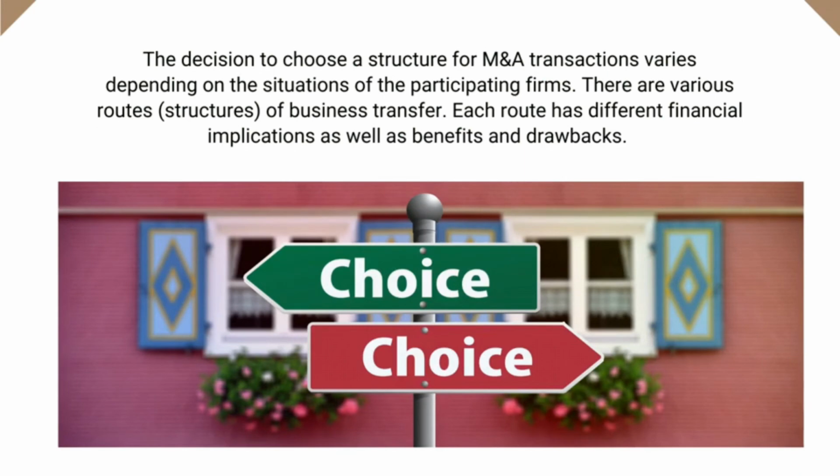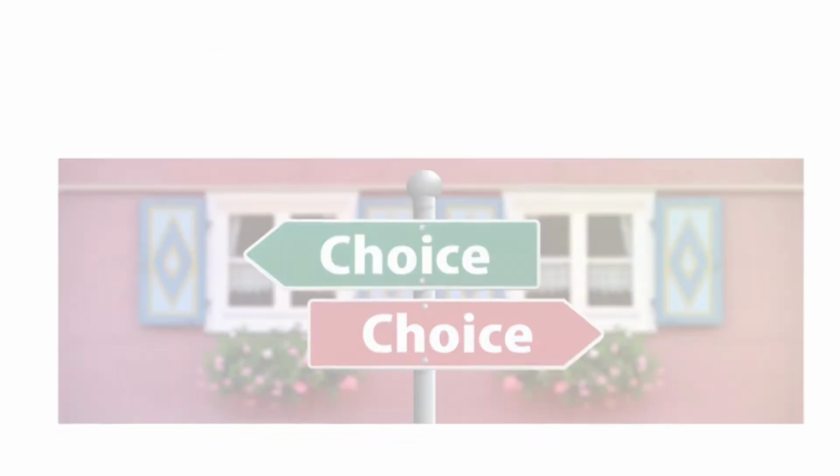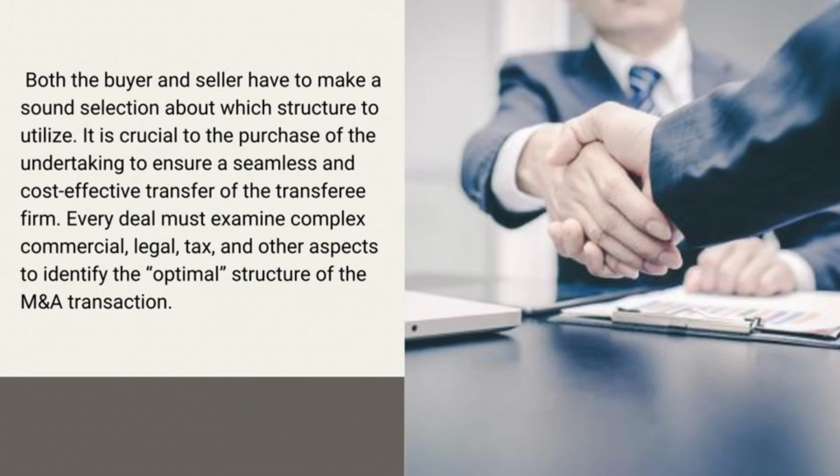The decision to choose a structure for M&A transactions varies depending on the situations of the participating firms. There are various routes, structures, of business transfer. Each route has different financial implications as well as benefits and drawbacks. Both the buyer and seller have to make a sound selection about which structure to utilize. It is crucial to ensure a seamless and cost-effective transfer of the firm. Every deal must examine complex commercial, legal, tax, and other aspects to identify the optimal structure of the M&A transaction.